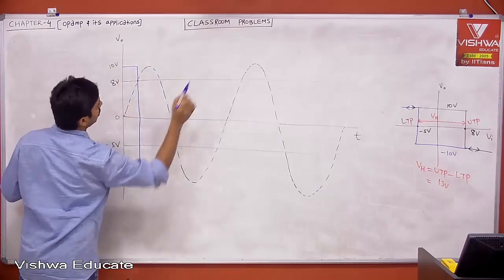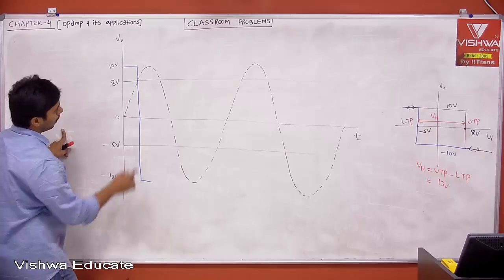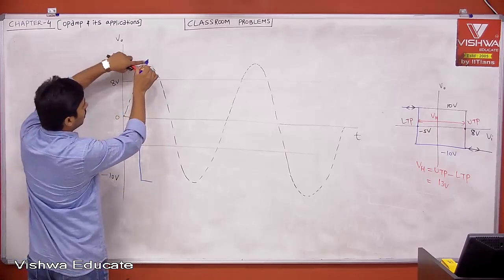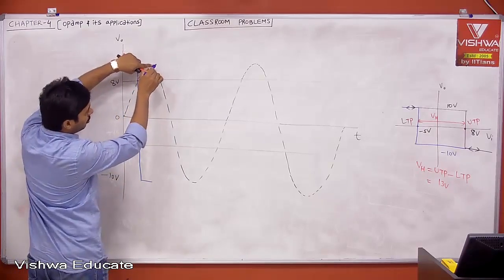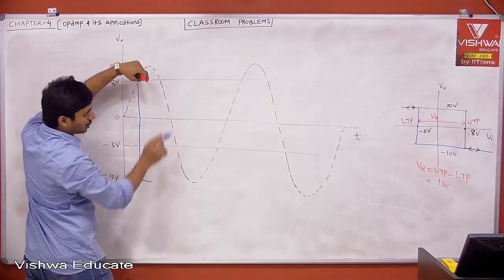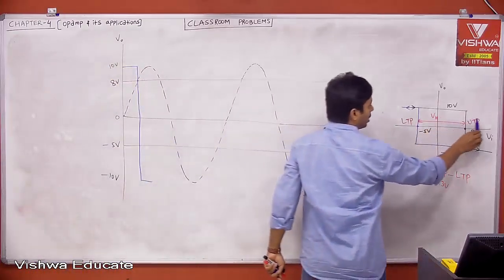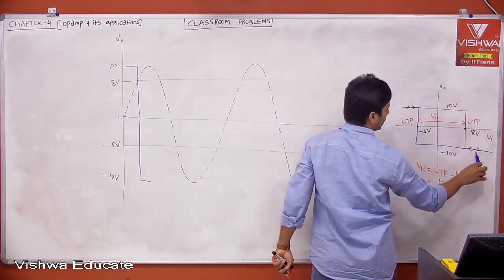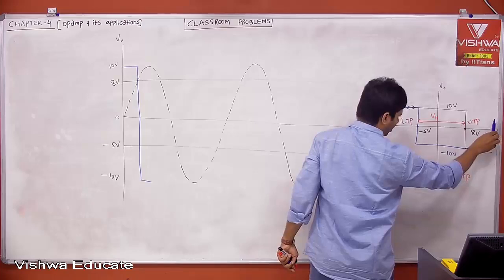It's 10 only. Therefore, it crossed and then went to 10. Again, the input is coming back. When the input is coming back, now the switching point is not 8. It crossed 8, and now your output became minus 10. When it crossed 8, now the input is coming back.